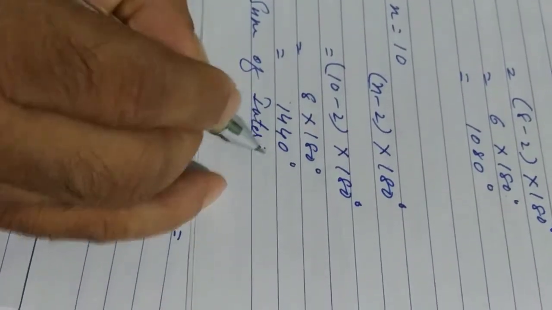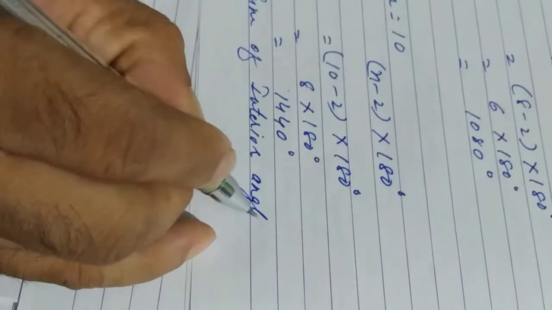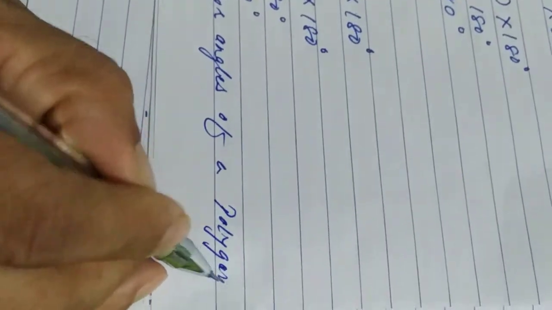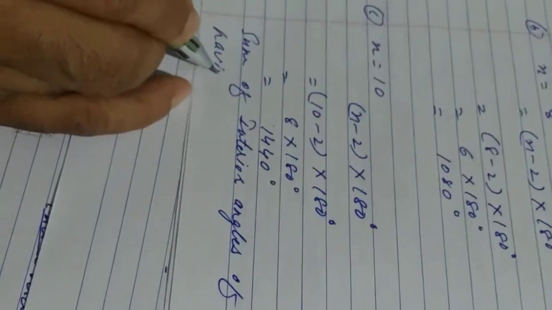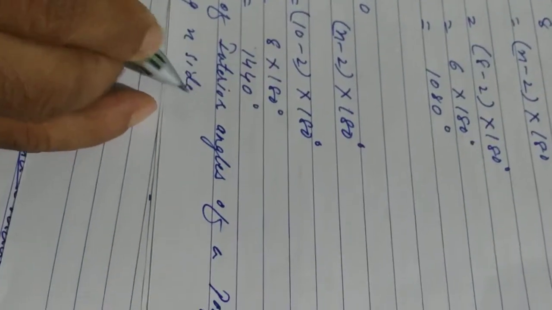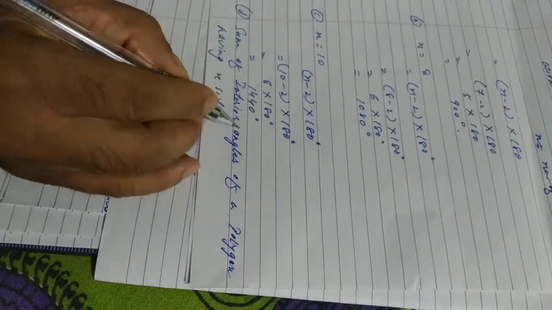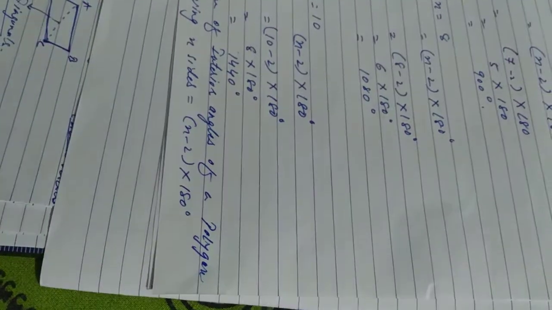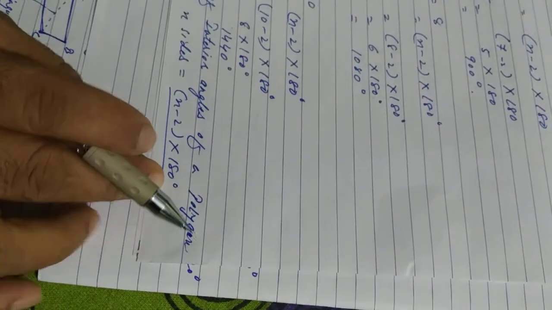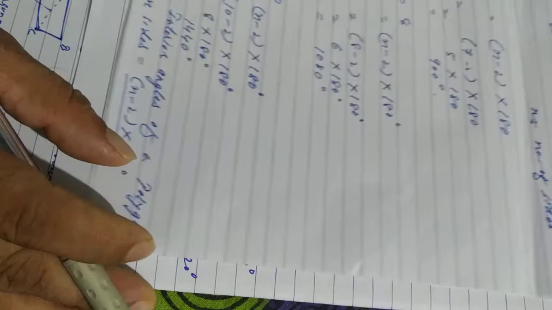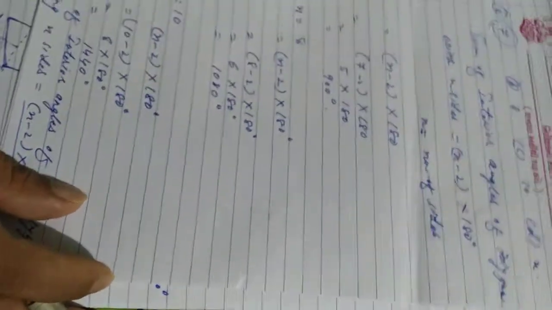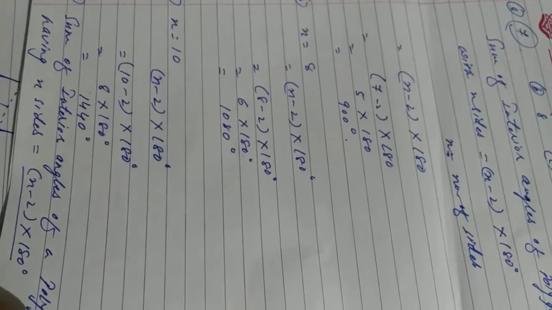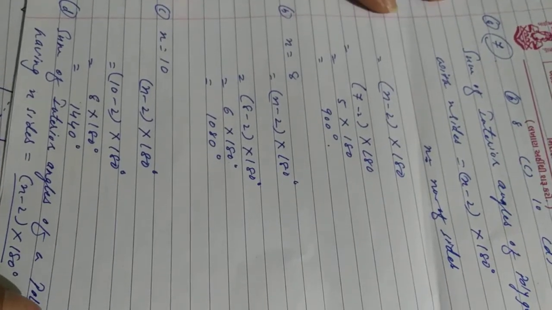So we can say the sum of interior angles of a polygon having n sides is equal to (n minus 2) multiply 180 degrees. Understood? By using this formula, we can find out the angle sum of interior angles from the given number of sides.